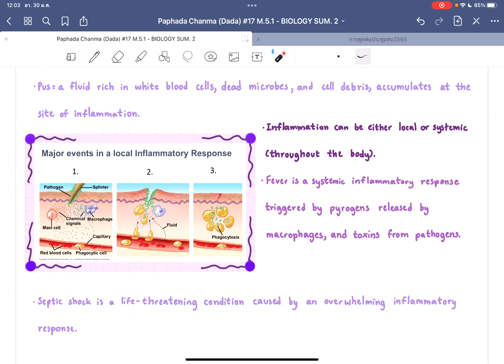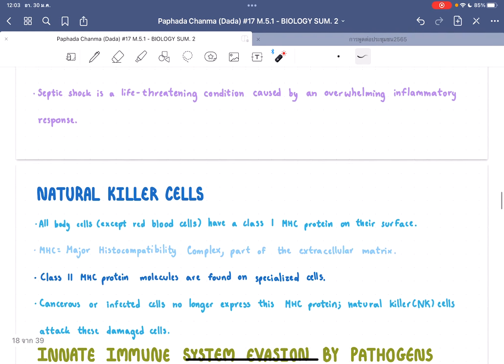Inflammation can be either local or systemic, throughout the body. Fever is a systemic inflammatory response triggered by pyrogens released by macrophages and toxins from pathogens. Septic shock is a life-threatening condition caused by an overwhelming inflammatory response.